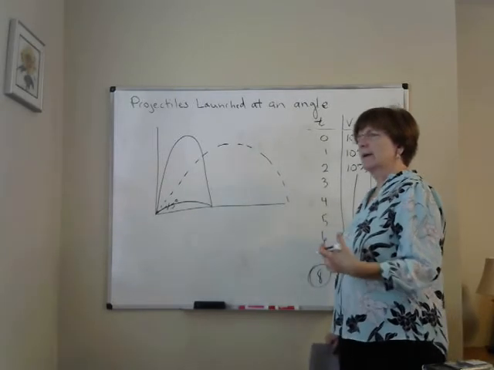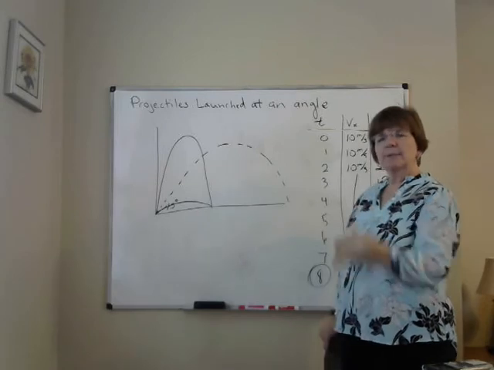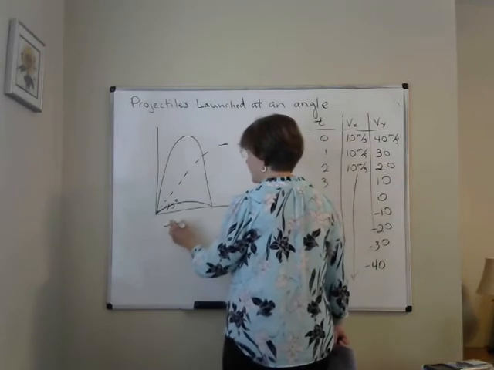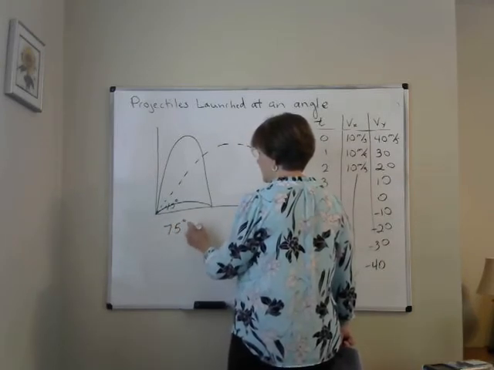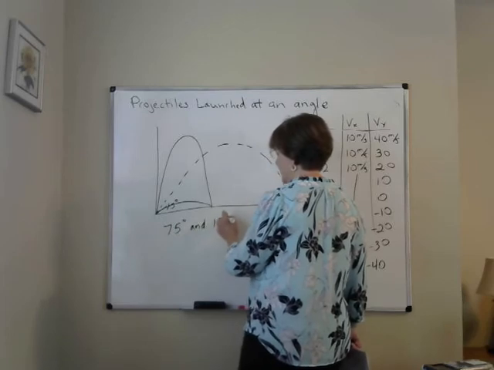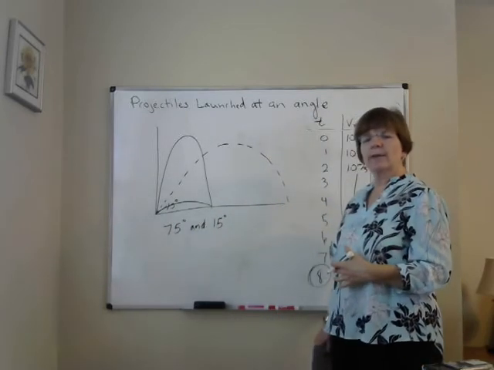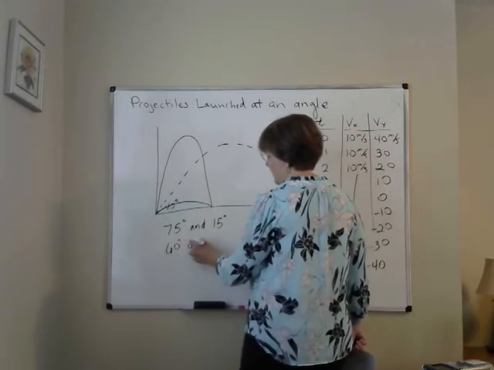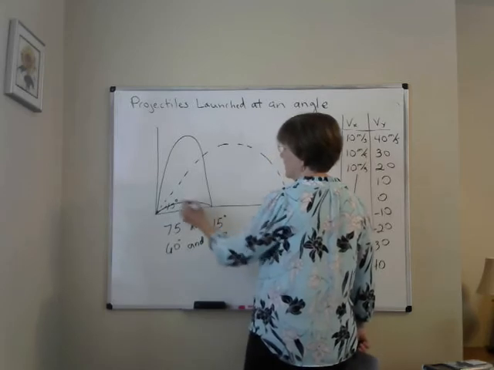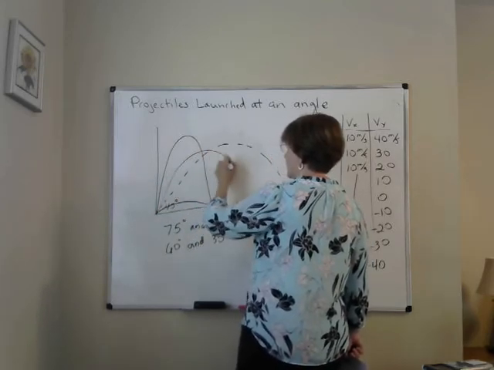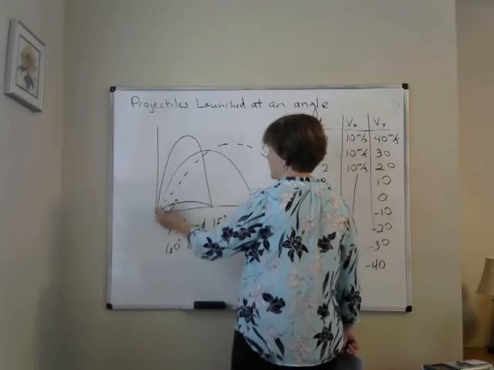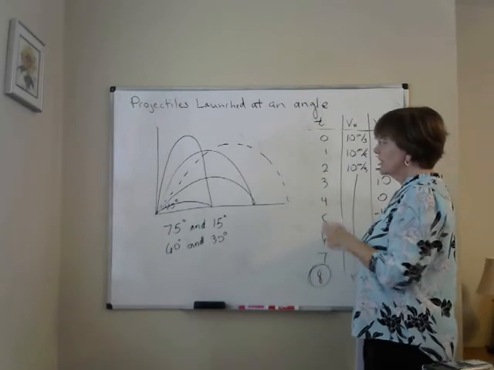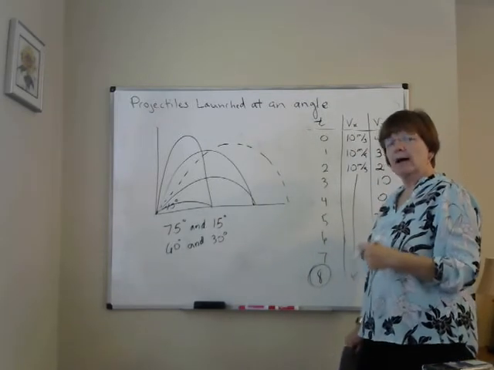Generally, angles that add up to be 90 will land at the same spot. So 75 degrees and 15 degrees will actually cover the same distance, and it won't be that far. If you did 60 degrees and 30 degrees, you would see that also. Now 60 degrees may do something more like this, and 30 degrees may do something more like this. But they too don't go as far. You get that maximum distance at 45 degrees.